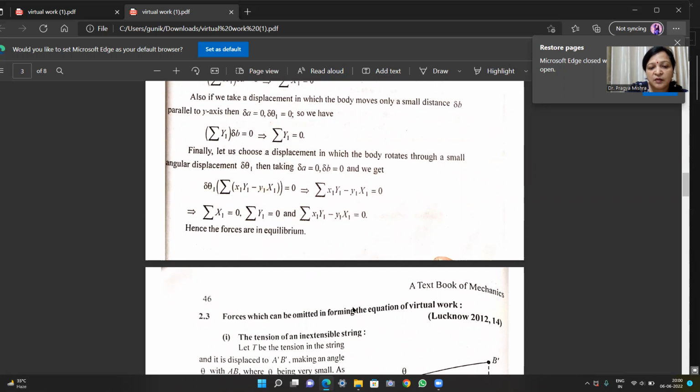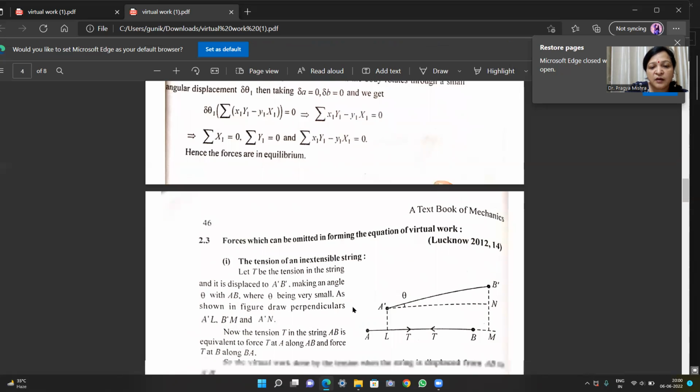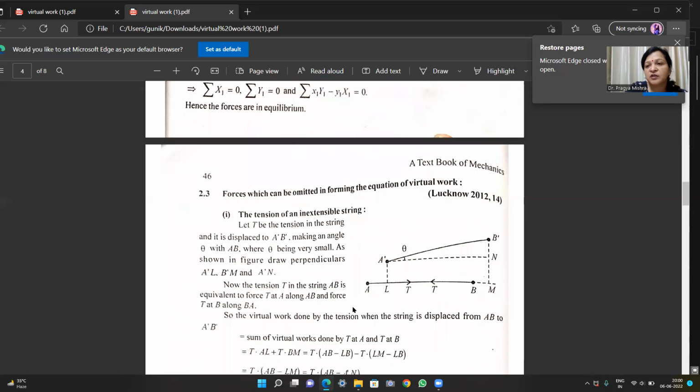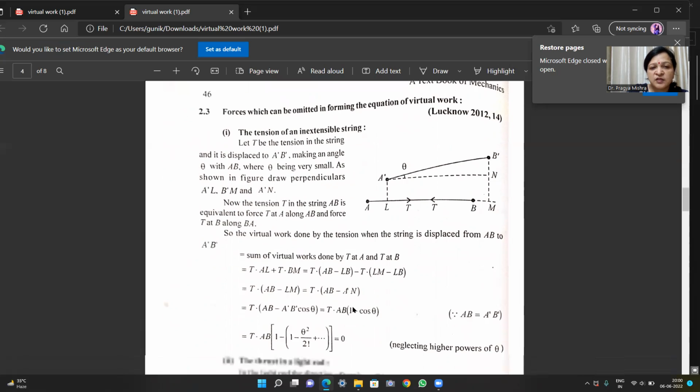Now, in framing the equation of virtual work, we can omit some forces. There are these types of forces which we can neglect. First force is tension of an inextensible string.